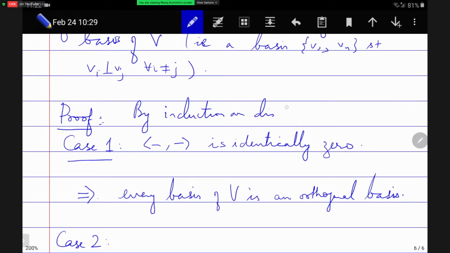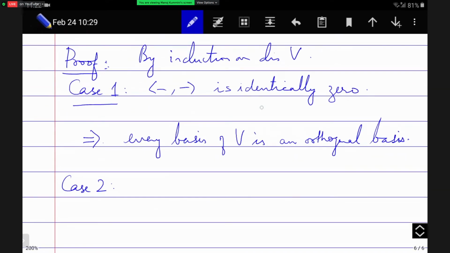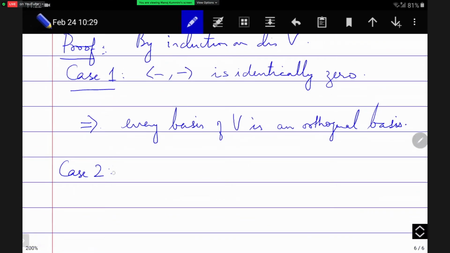Induction on dimension. We'll assume that the theorem is true for all vector spaces of smaller dimension. Case one does not use the inductive step, but we need it to finish the proof, to start the induction before we get into case one.